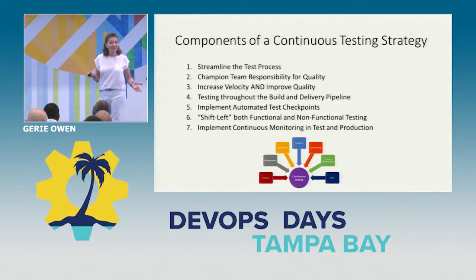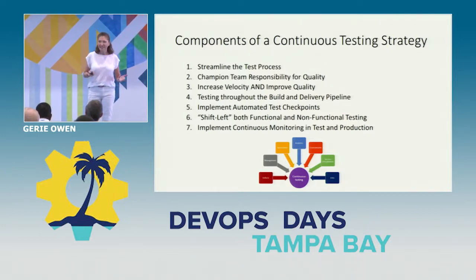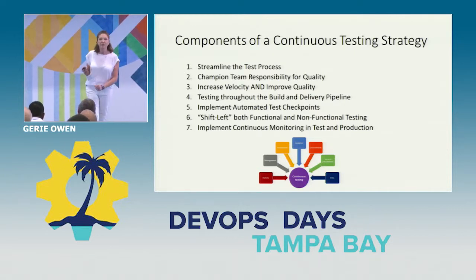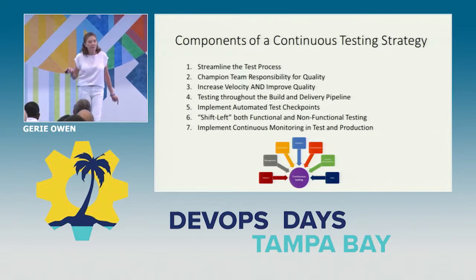We increase velocity and improve quality, test throughout the build, implement the automated checkpoints, shift left in not only the functional, but the non-functional too. We need to start all of that testing as soon as we code. And finally, we want to shift right. We want to implement continuous testing in both monitoring and production.